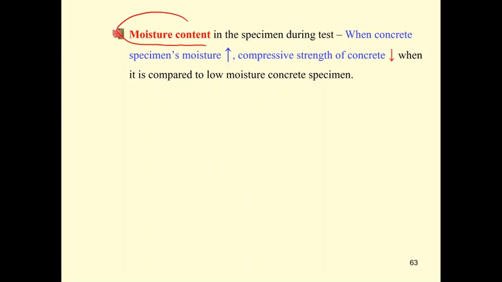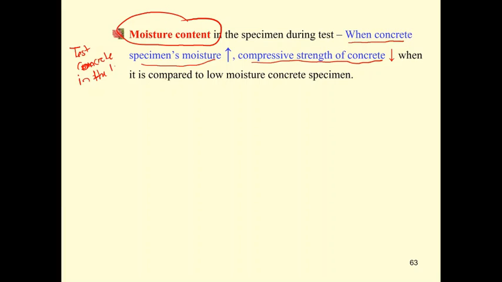Next, the moisture content. Like we said before, moisture is good because the concrete needs it for the hydration process. But the problem is, when the concrete is wet, the compressive strength of the concrete goes down, because of the wetness of the material. The better way is when you test the concrete in the lab.